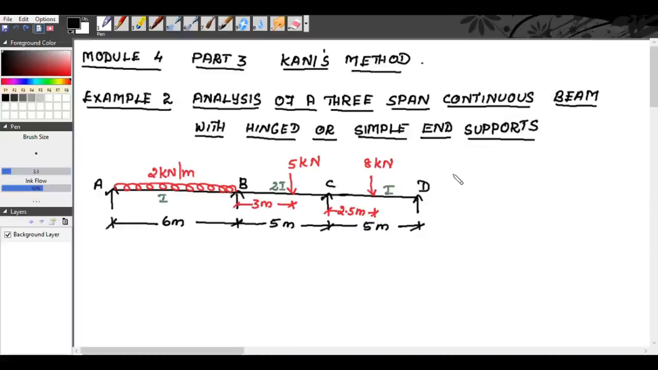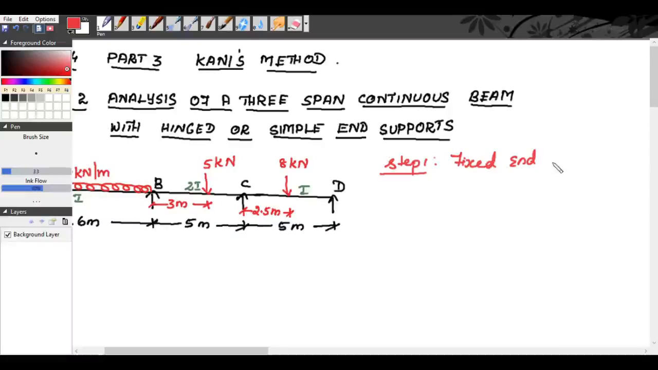As usual, our first step: the moment of inertia for span AB is I, for span BC is 2I, and for span CD is I. The span lengths are 6 meters for AB, 5 meters for BC and 5 meters for CD. So how do we find the fixed end moments?